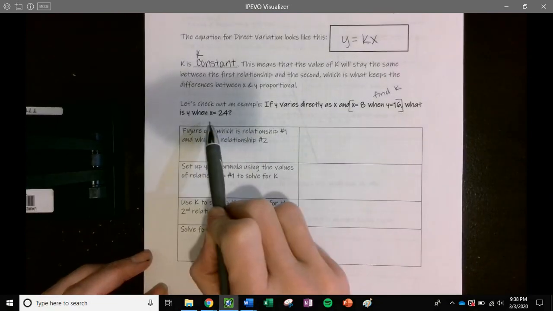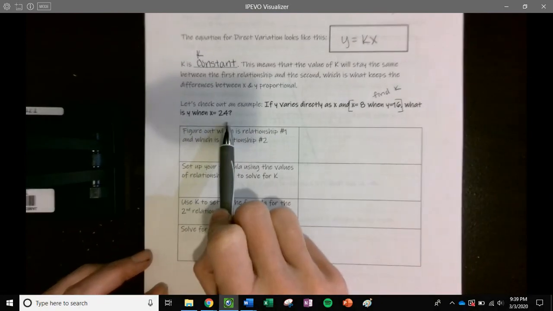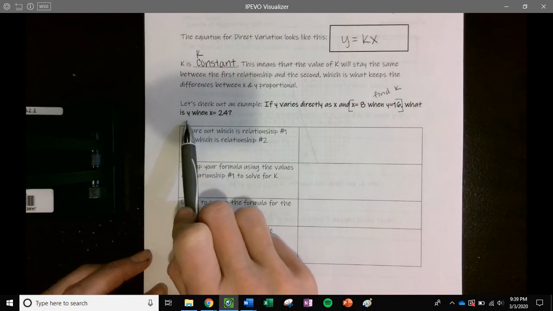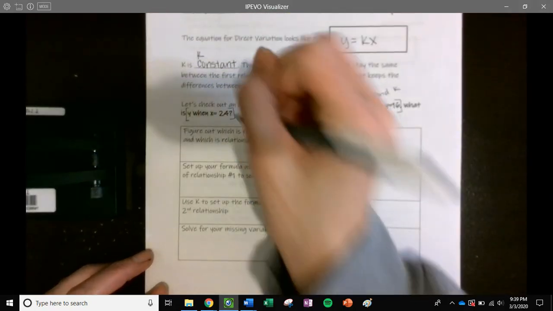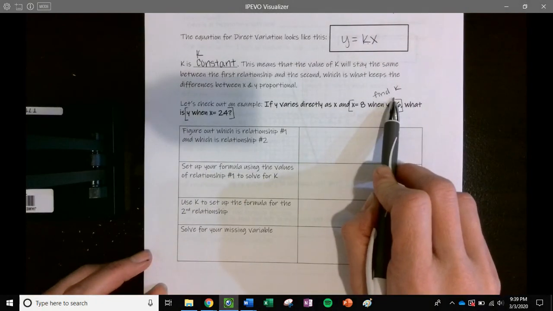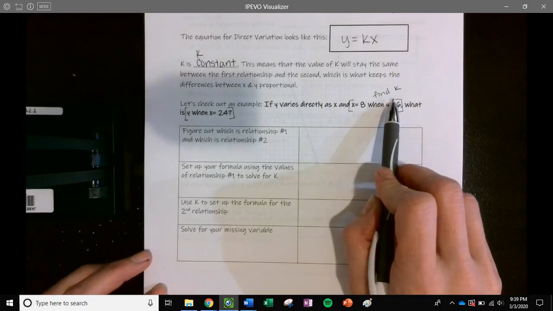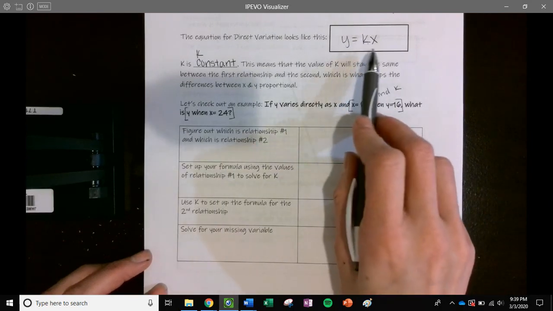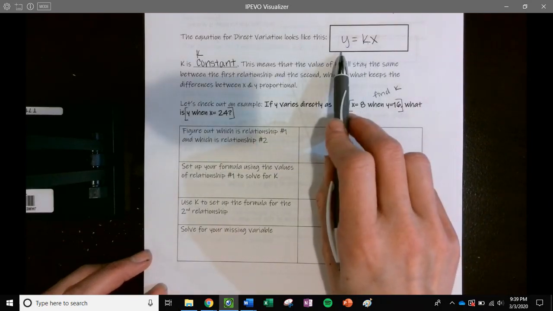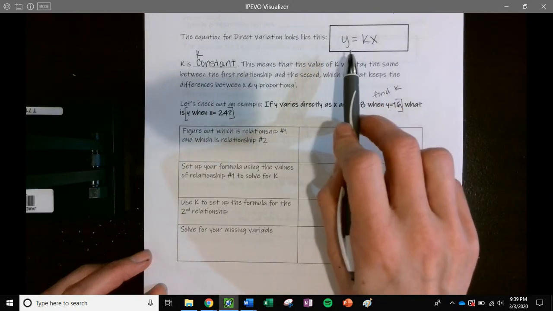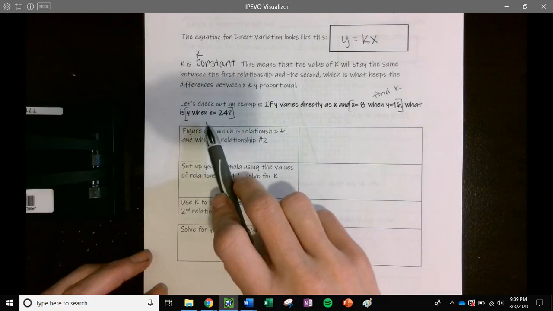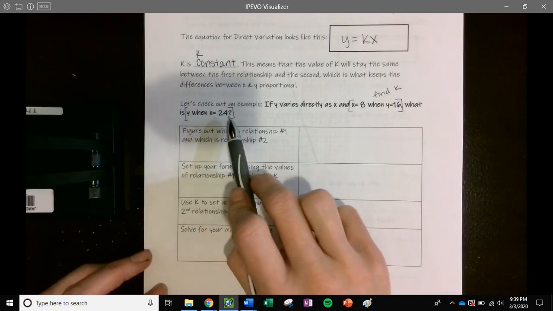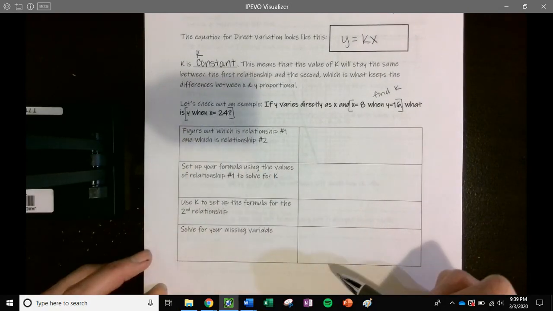Because in the second relationship, you always have a value missing. What is y when x equals 24? I know my input is 24, but I don't know what my output is, and I can't figure that out until I know what k is. And if we're trying to solve for a variable, our other two variables have to be known values. So we're going to use this formula and these two numbers to find k, and then we'll apply k in the same formula to these numbers to be able to solve for y.